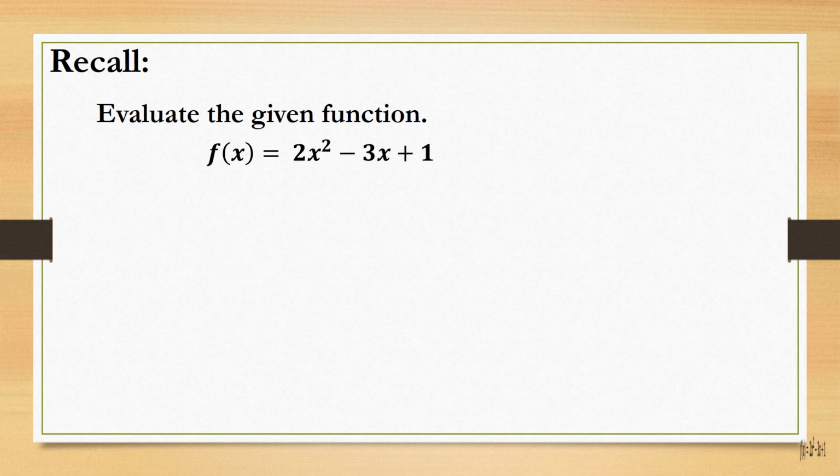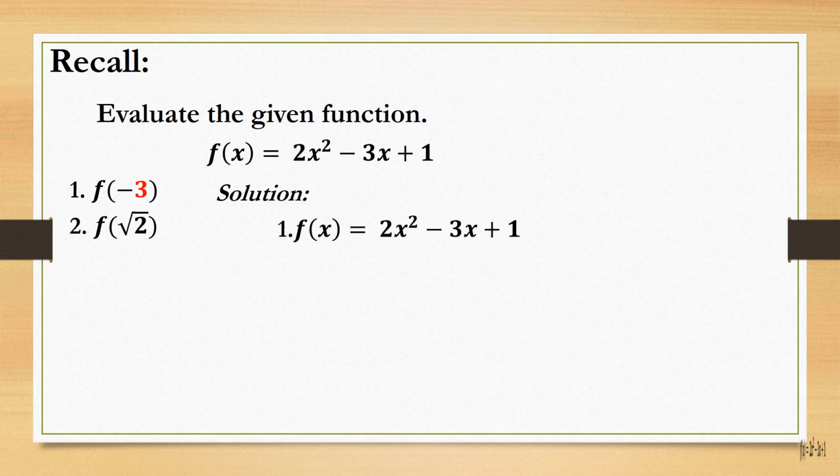Consider f of x is equal to 2x squared minus 3x plus 1. Find f of negative 3 and f of square root of 2. Let us start with the first one, f of negative 3. You have observed that our x value here is negative 3. From the given function, we will now substitute the value of x, which is negative 3.